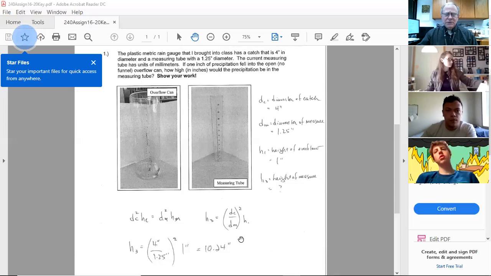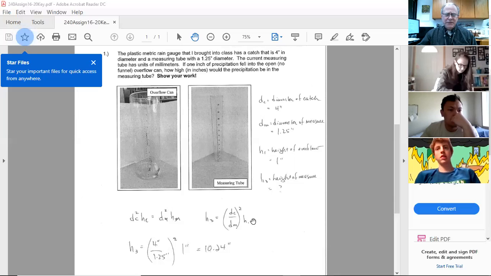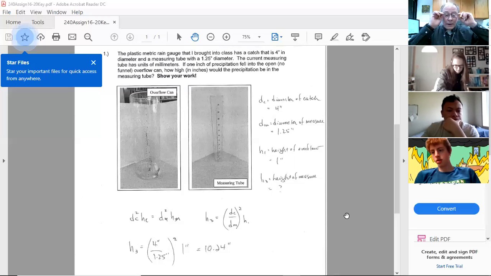So if you put in the values, the diameter of the can is 4 inches, the diameter of the measuring tube is 1.25, and the height in the overflow can is 1 inch. That tells us that we are going to have 10.24 inches of precipitation in the measuring tube. So that's how you do that.